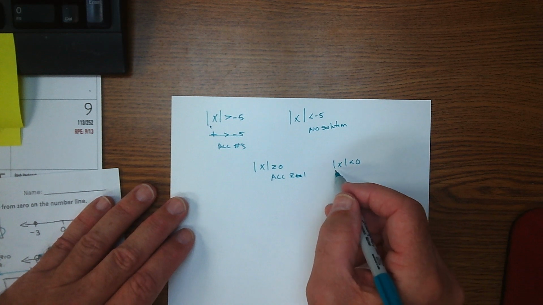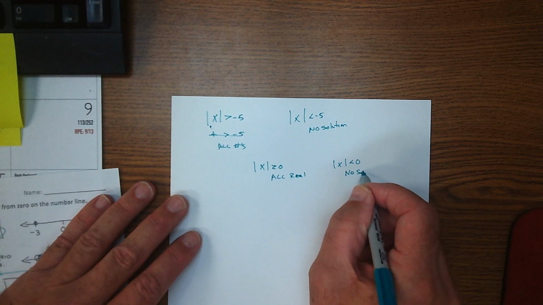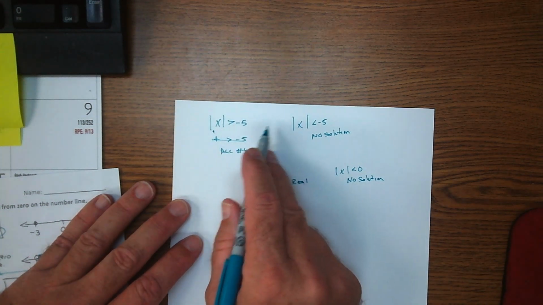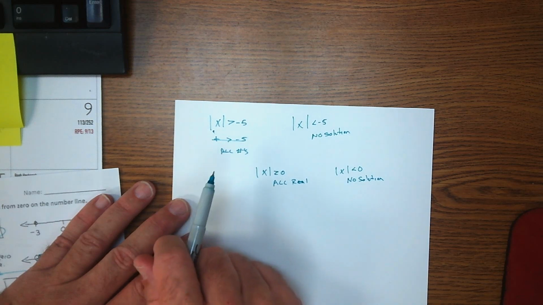Numbers that are less than 0 are negative. Can absolute values be negative? So this is back to no solution again. Okay? So you gotta watch that inequality. That can tell you a different story just by having negative numbers or zeros there. You gotta pay attention to what's going on there.